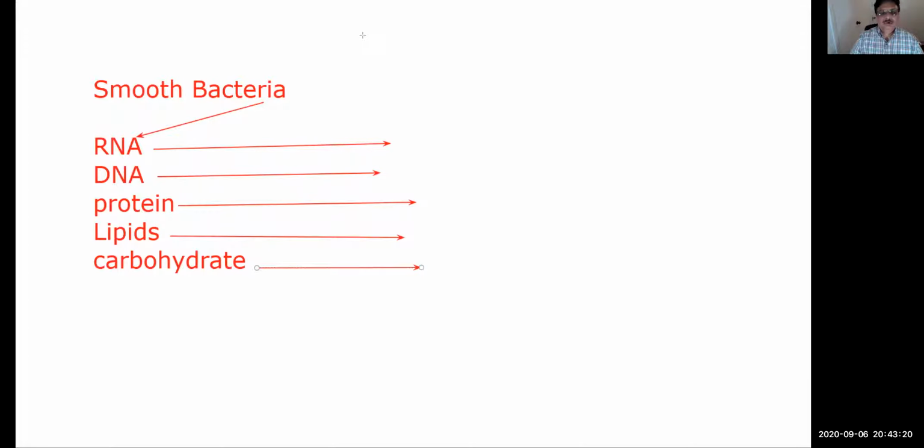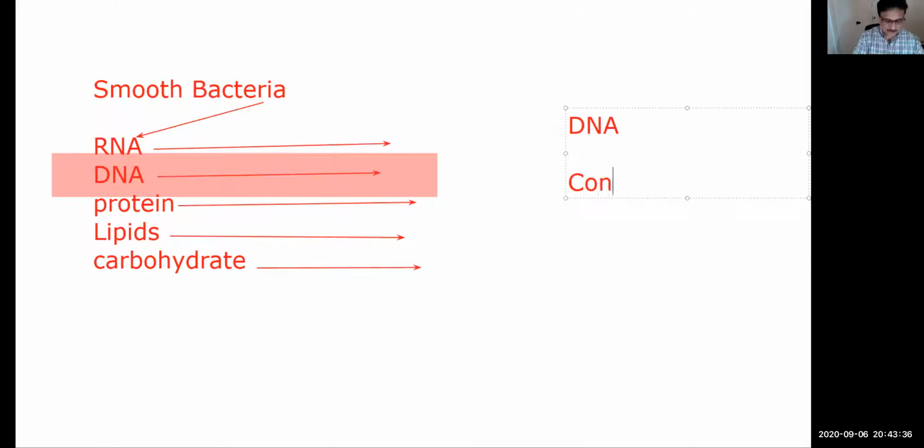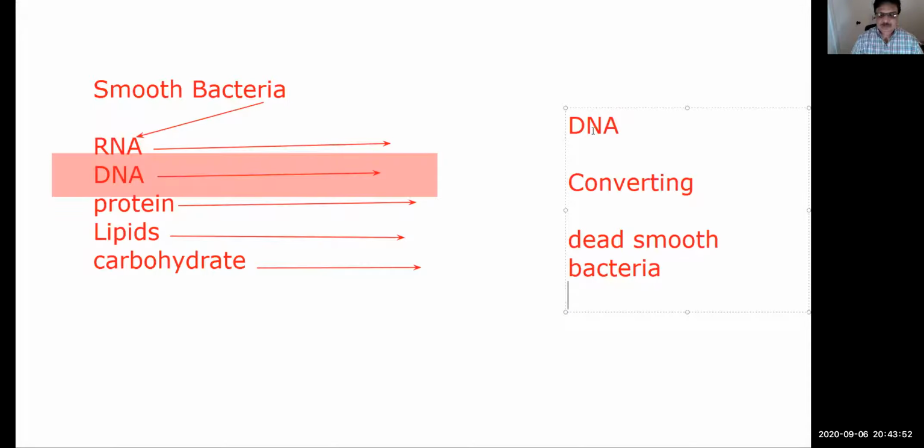Here he noticed that only when DNA is used as a factor is it responsible for converting, I should use the word transforming, the dead smooth bacteria, when put together with rough bacteria, to kill the mice. So DNA was that factor.